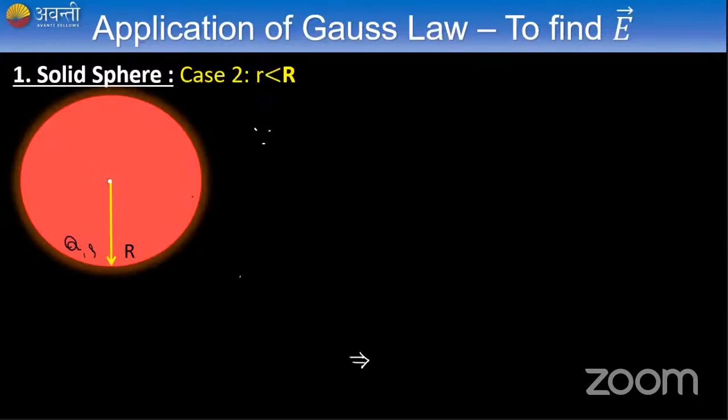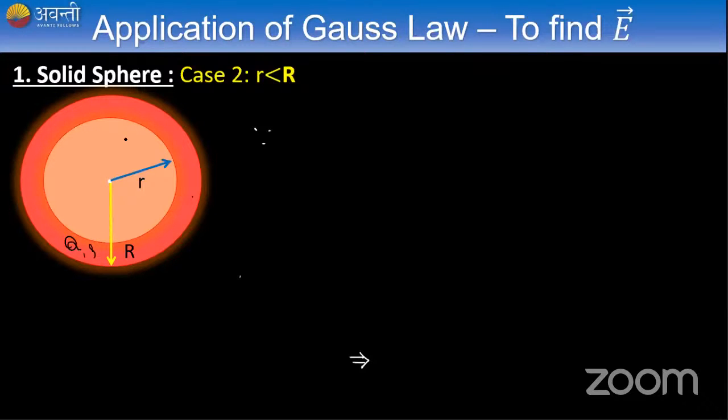In this case, my capital R is bigger than small r. Now I'll consider another sphere of radius small r inside my capital R. I mean, inside the bigger sphere, I'll consider a smaller sphere of radius small r. Now, what's the charge enclosed, or what's the charge inside this bigger sphere?